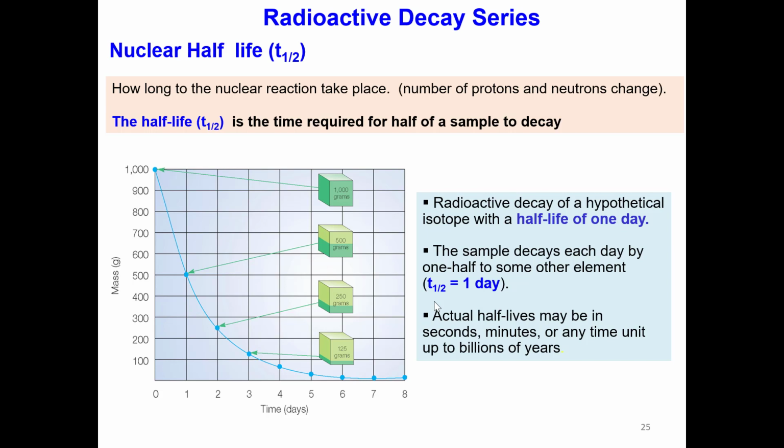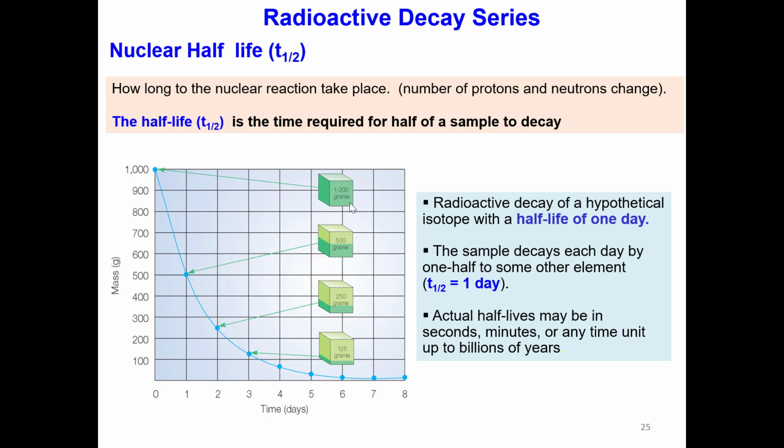Now let's talk about the nuclear half-life. The nuclear half-life is how long it takes for the nuclear reaction to take place. It means how long it takes for the number of protons and number of neutrons to change. In other words, the half-life is the time required for half of the sample to decay. In this graph, we have mass versus time, and we are representing the radioactive decay of a hypothetical isotope with a half-life of 1 day. If the half-life of this sample is 1 day, it means after 1 day, the sample will be reduced in half.